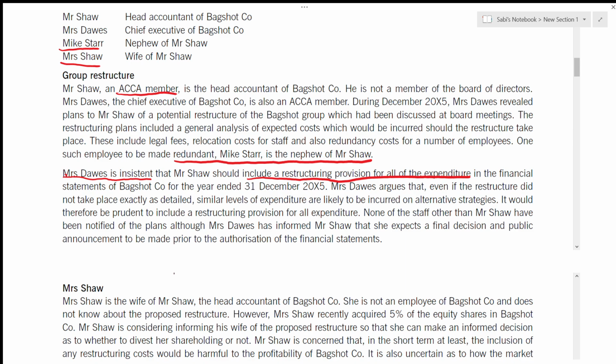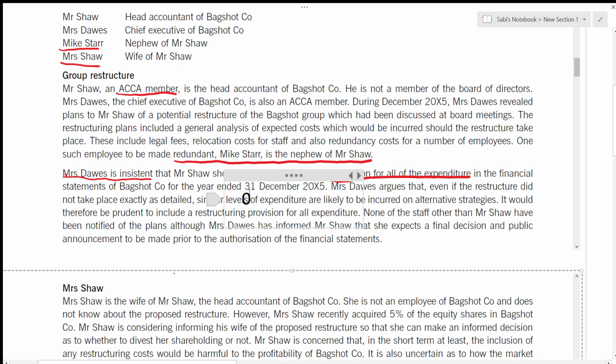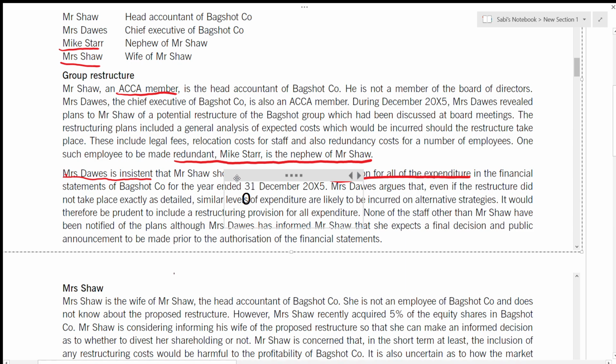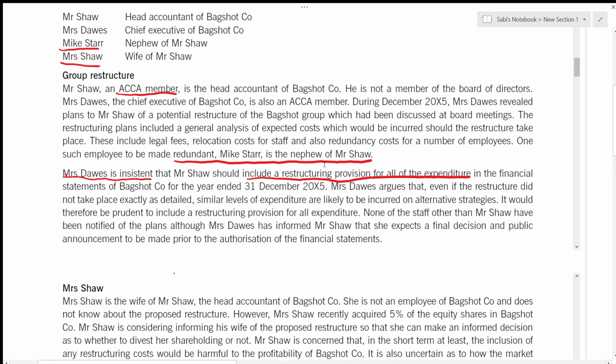Mrs. Dawes argues that even if the restructure did not take place exactly as detailed, similar levels of expenditure are likely to be incurred on alternative strategies. It would therefore be prudent to include a restructuring provision for all expenditure. None of the staff other than Mr. Shaw have been notified of the plans.